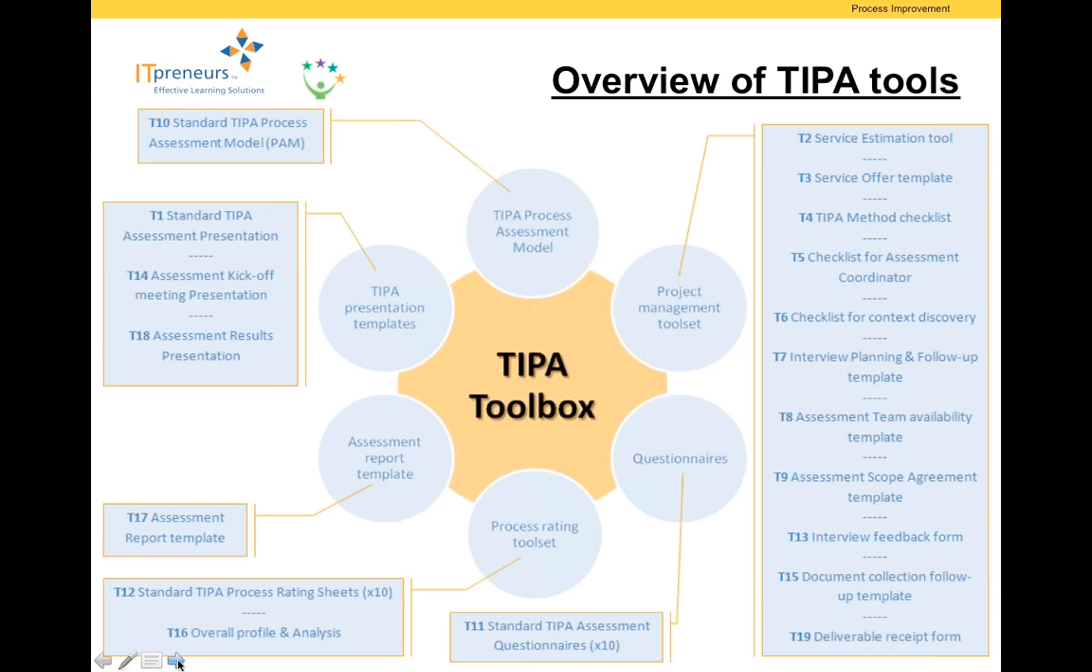The next important part of the toolkit is the questionnaires, which are our guide when we conduct the assessment. So for each process that is in scope of ITIL, so the 26 processes, we have a questionnaire in the toolset of TIPA that will help us to maintain the cap while we do an assessment of a specific process. Then process rating toolsets, process rating sheets, and an overall profile analysis template are there in order to rate those processes and be able to show the results as well.